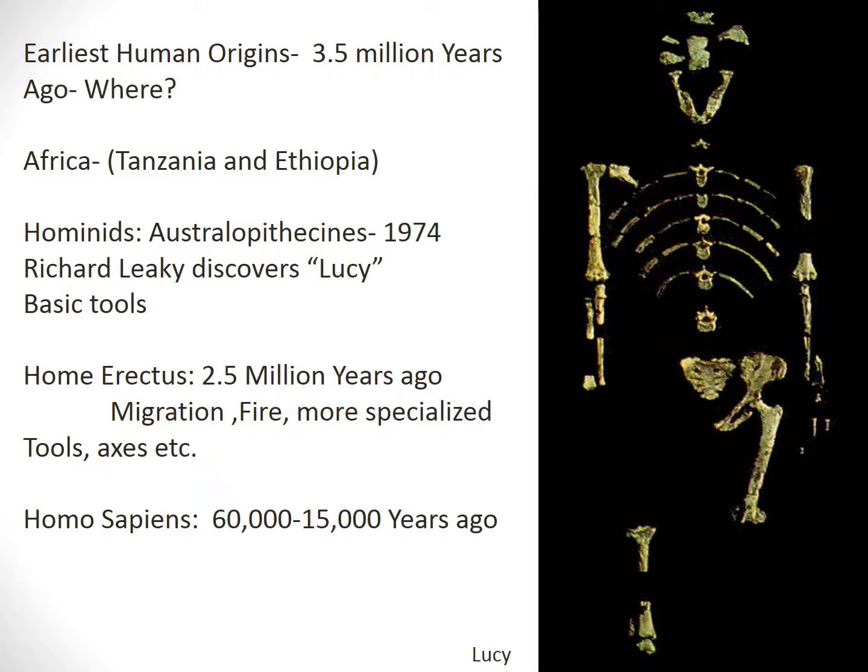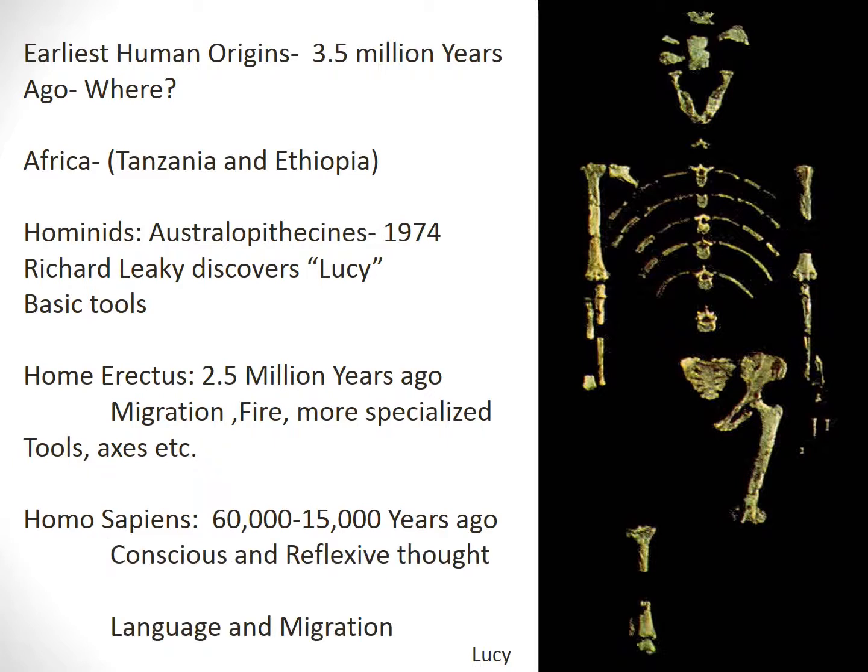And actually, in 2015, there was a major discovery made in South Africa in which scientists unearthed remains in a cave deep in South Africa of early human ancestors that are believed to be a unique branch of the human family. Homo sapiens, which is basically us, are believed to have emerged from about 60,000 to 15,000 years ago.